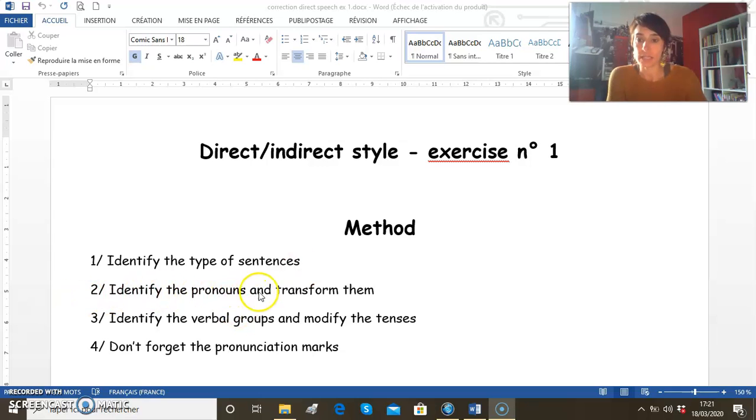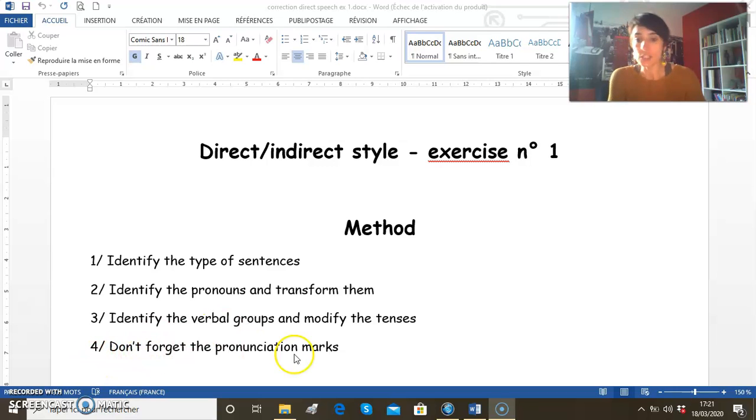Then the second step is identify the pronouns and transform them. To make things easier, it's better if you can visualize the situation and identify who is talking to who. Then the question of the verbal groups. You need to worry if the verb in the introductory sentence is in the past. In this situation, you need to modify and transform the grammatical tenses. If the verb in the introductory sentence is in the present, then you've got nothing to do.